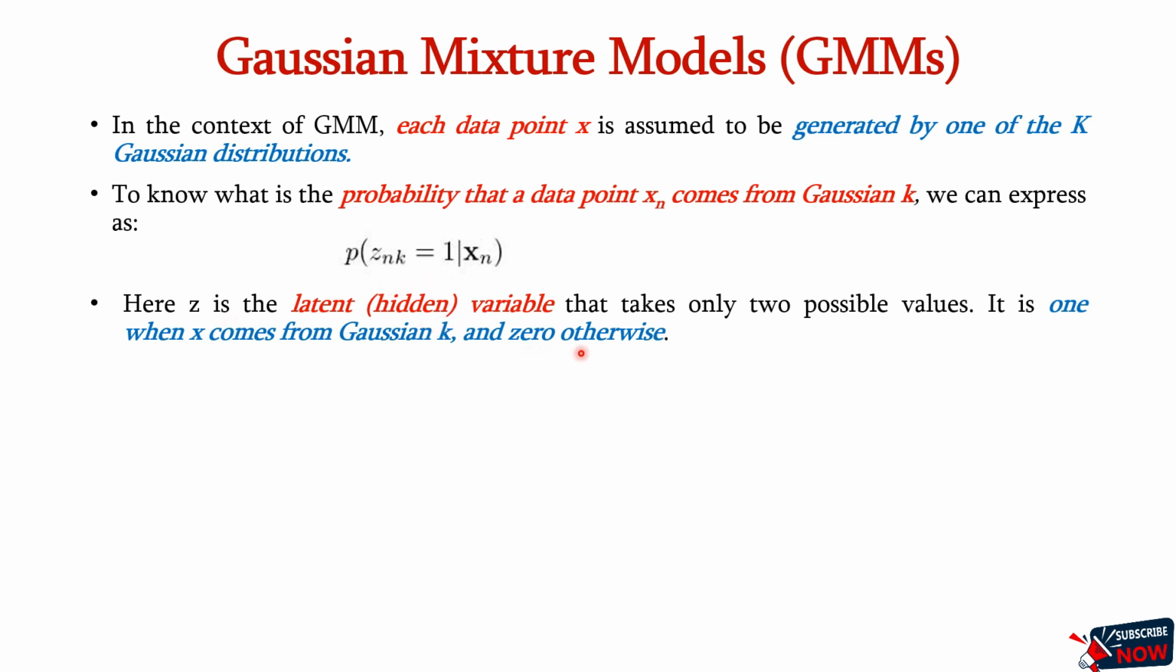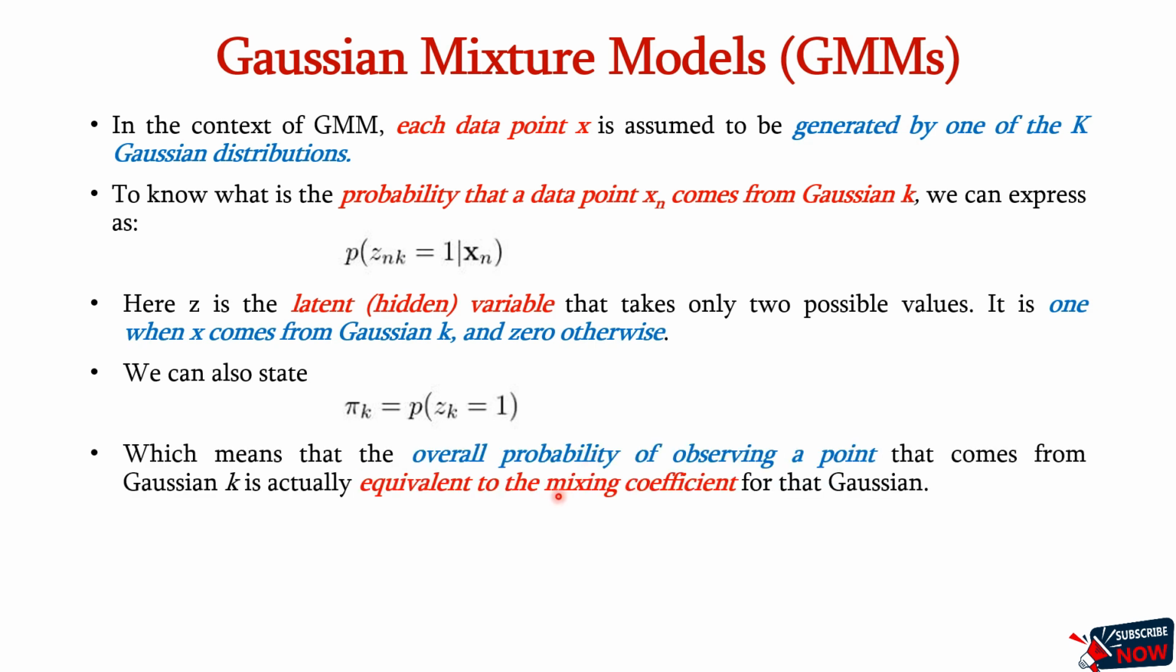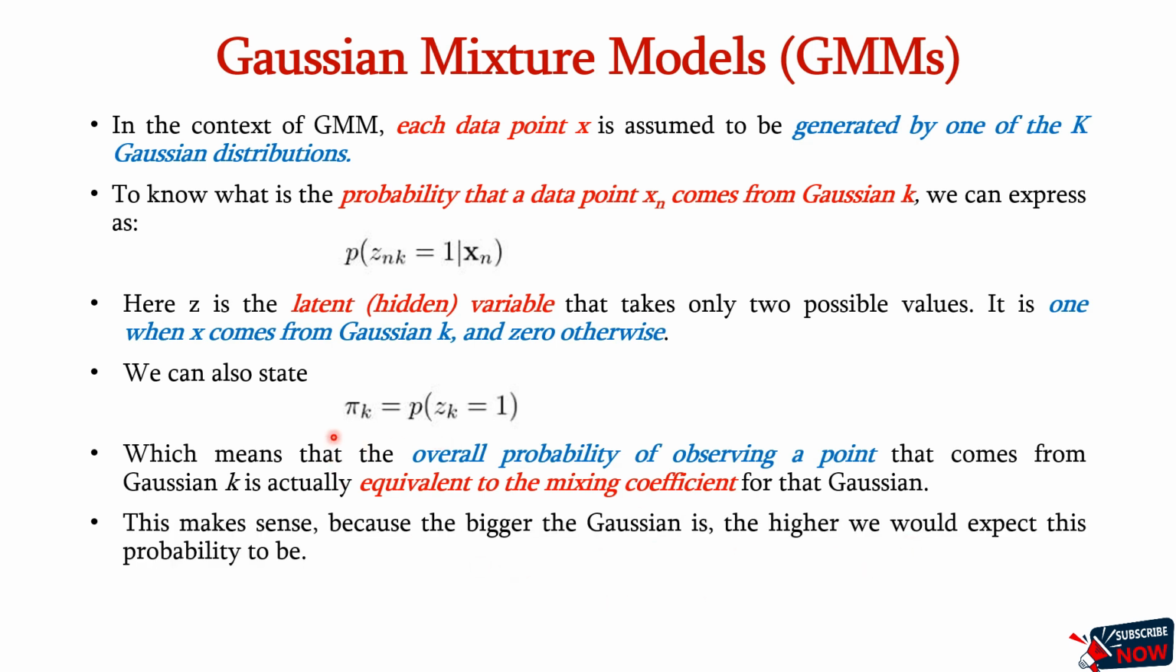Here z is the latent variable which takes only two possible values. It is 1 when x comes from the particular Gaussian component, otherwise it becomes 0. We can also state this as pi k is equal to p of zk equals 1, which means that the overall probability of observing a point that comes from the Gaussian k, that is the right hand side, is equivalent to the mixing coefficient on the left hand side for that particular Gaussian. This makes sense because pi k indicates how big or small the Gaussian is. So the bigger the Gaussian is, the higher we would expect this probability to be.